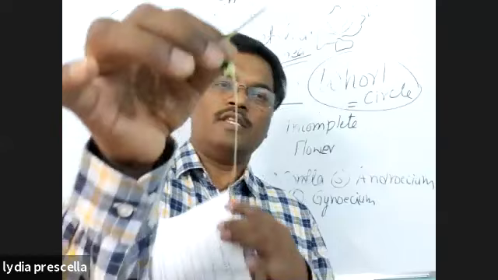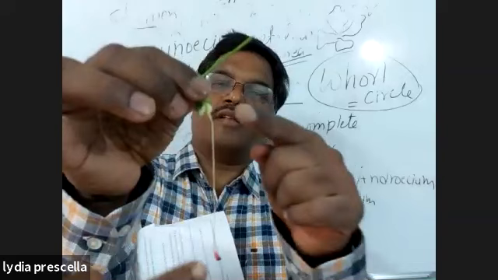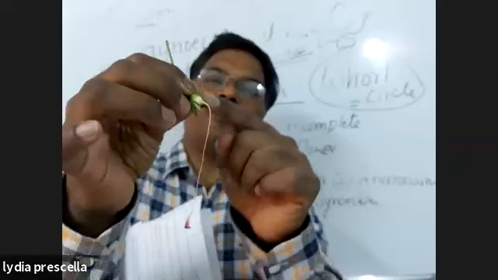Did you see that? This long one. This is ovary. This one is the ovary. This is style. This is stigma. Three things are there. Ovary, style and stigma. This you can draw like this.